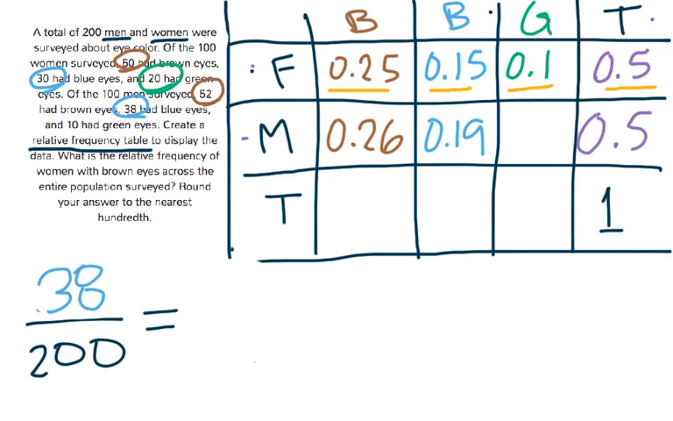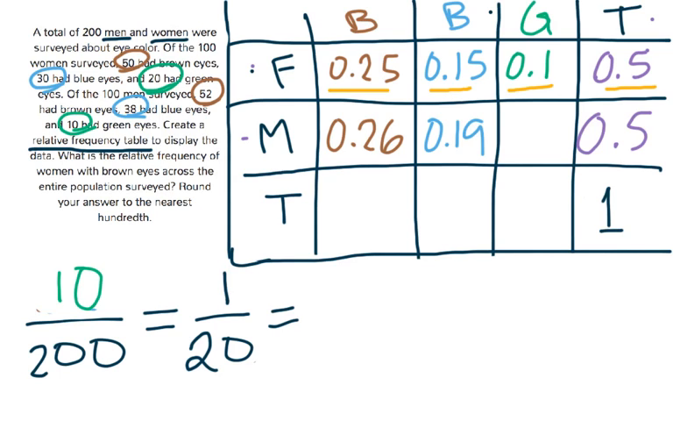For men with green eyes, we see 10 men have green eyes here. 10 men have green eyes out of 200 people total. And 10 out of 200 is going to be 1 out of 20. And then we're going to convert that to a decimal. 1 out of 20 is equal to 0.05. Okay, so again, we can see that 0.26, 0.19, and 0.05, those are the relative frequencies of men with each of those respective eye colors, and they'll add up to the relative frequency of men out of the total population. We know that half of the population in this survey were men, and so the men with brown eyes, blue eyes, and green eyes all add up to that relative frequency of 1/2.